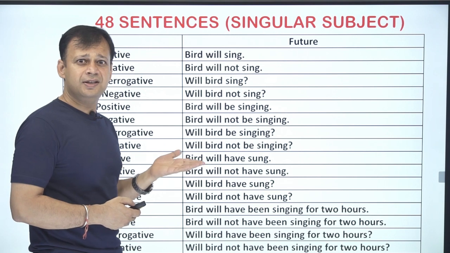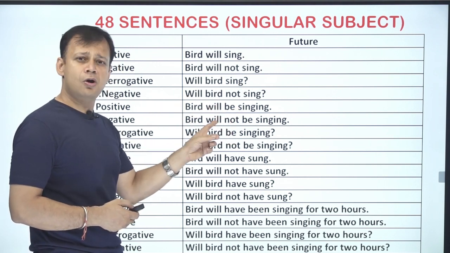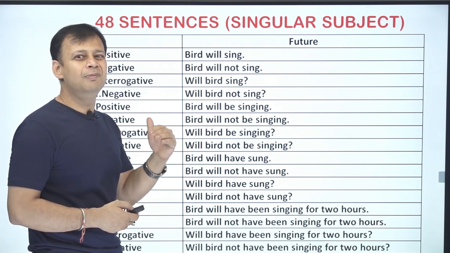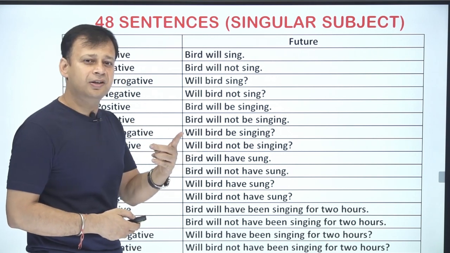In the continuous tense, bird will be singing. So here we should be careful about where to place not. Bird will not be singing is the correct one. Not bird will be not singing. Okay. Will bird be singing? Will bird not be singing once again?